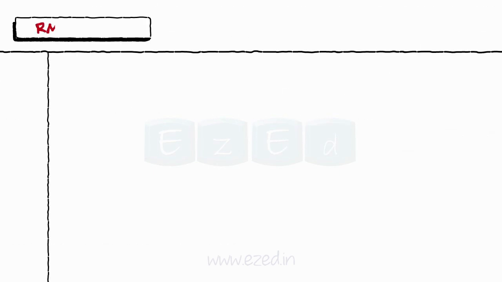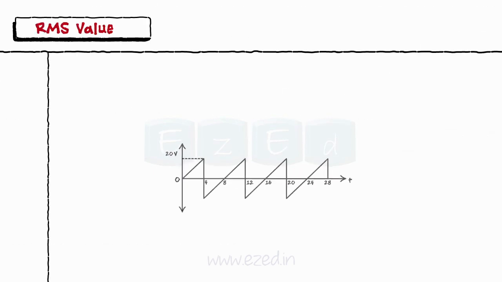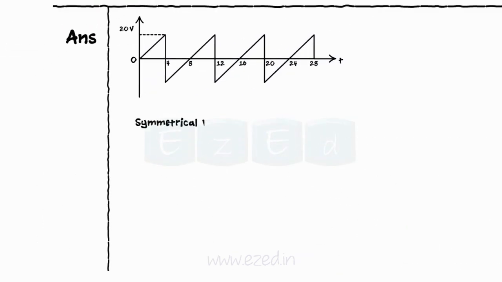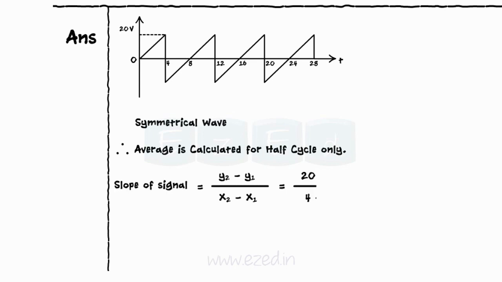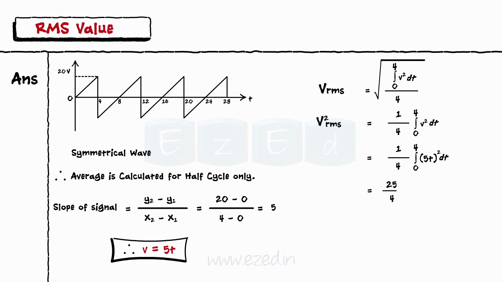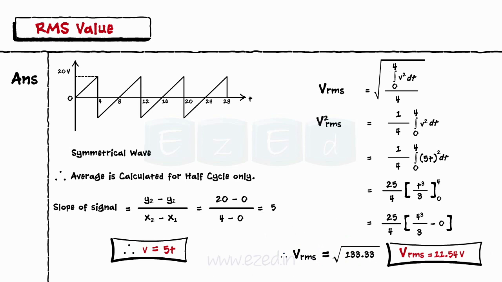Let's illustrate the concept of RMS value by considering the following example. Find the RMS value of the signal shown below. As the given wave is symmetrical, we calculate the RMS value for the half cycle only. Thus, Vrms equals the square root of the ratio of the integration of v squared dt upon 4. On solving the integration, we get Vrms equal to the square root of 133.33, equal to 11.54 volts.